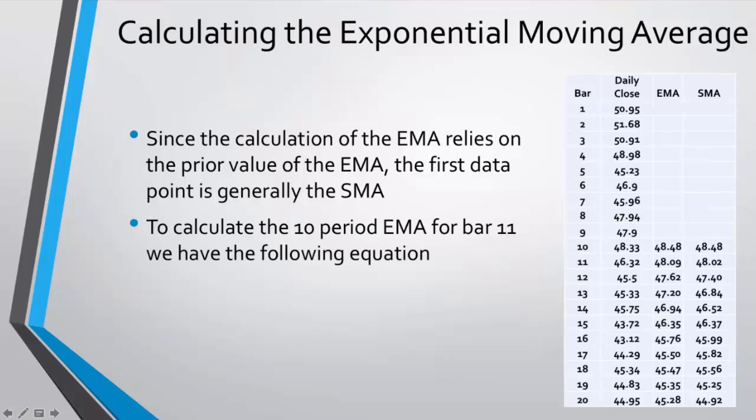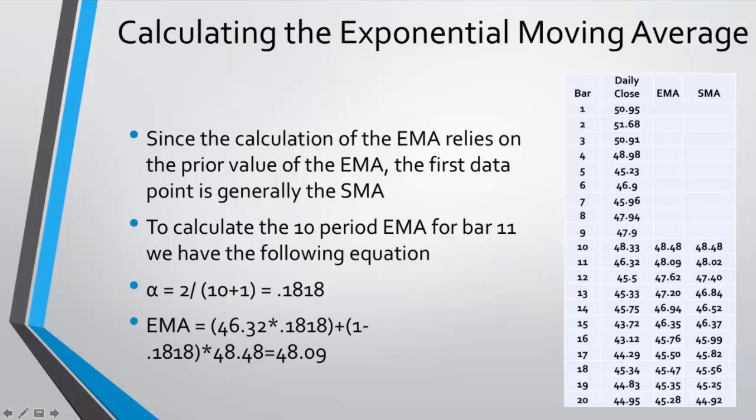So to calculate the 10-period EMA for bar 11, we have the following equation. Alpha equals 2 divided by 11, which is 0.1818. You can just see it in this calculation. I'm not going to spell it all out, but it goes to 48.09. And you see the SMA on this table to the right was 48.02. So the most recent data point has a little more weight, and you can then see how they start deviating.